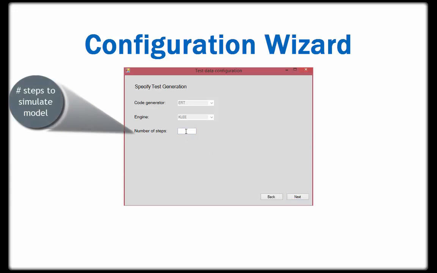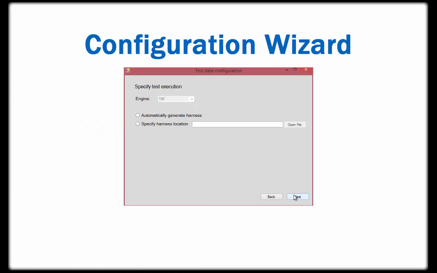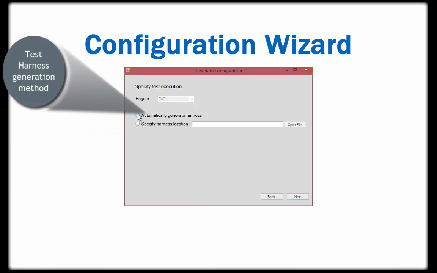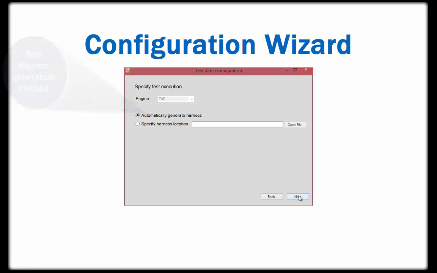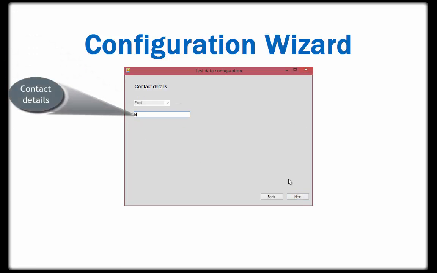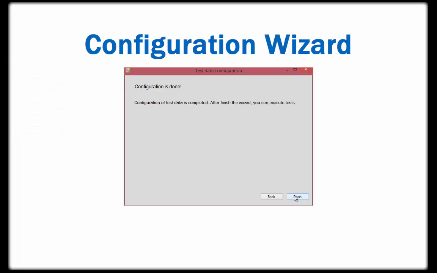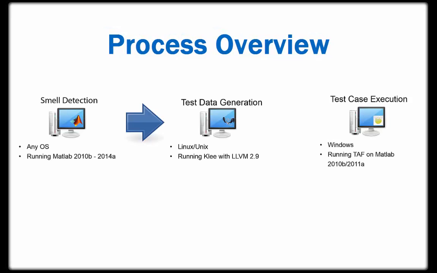For our symbolic execution later, we need to know how many steps the model should be simulated, and that's going to be entered here, as well as if our test case generation should be automatic. In the last step, we specify the contact data, and once we hit finish, an automatic testing process is started. The automatic detection process is going to start by using a model analysis, then go over to test data generation, and then test case execution.